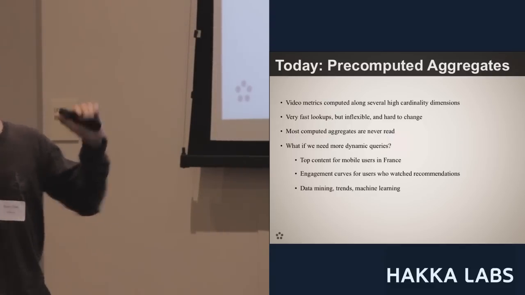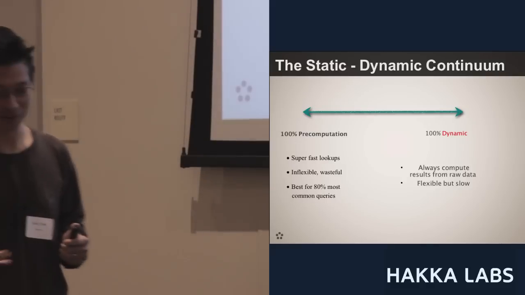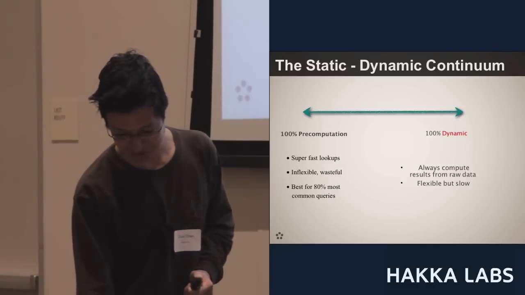So you can imagine that there's a continuum. On one side of the continuum, let's say I recompute everything, which is what I was just describing. You get fast lookups, but it's pretty inflexible. On the other hand, the totally other end of the spectrum is that my computation is dynamic. In other words, imagine that I always ran a MapReduce job to get the result I want. So I have a lot of flexibility, but it is really slow. So that's not going to work if you want to answer queries interactively, right?